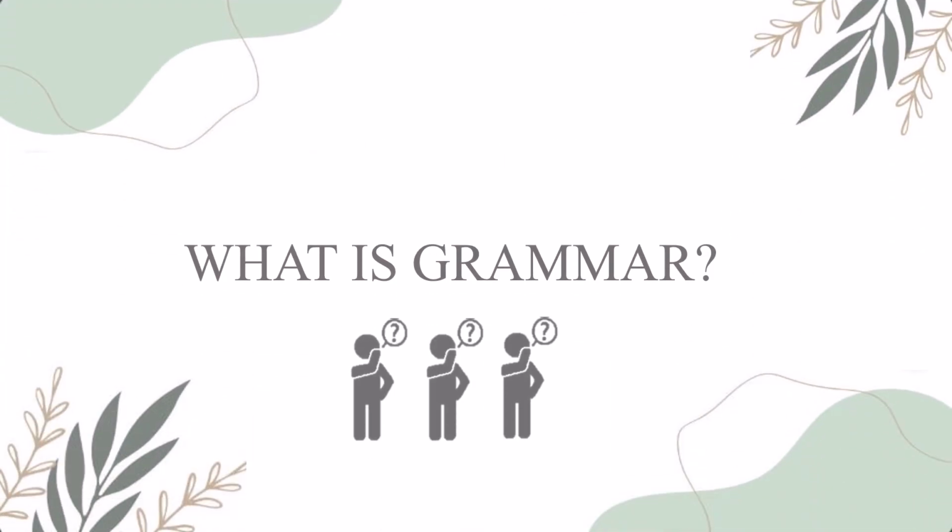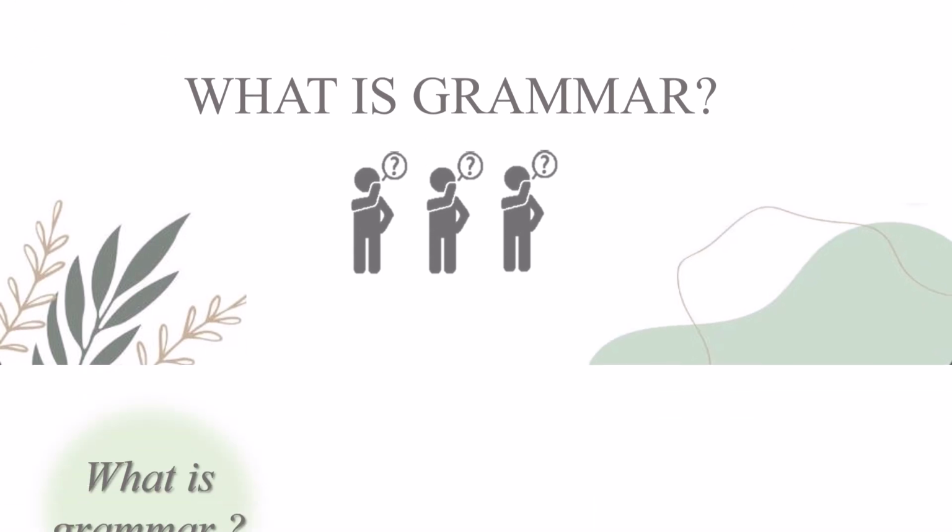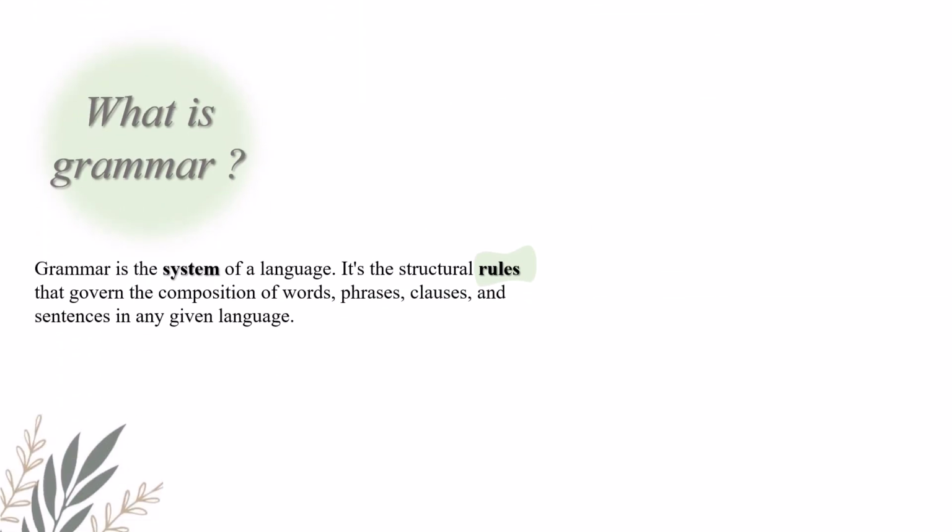Since this is our very first lesson on English grammar, it only makes sense to start at the very beginning with a simple but important question. What is grammar? Simply put, grammar is the set of rules that allow us to combine words into meaningful sentences. It's like the operating system of a language, and without that system, our words are just a bunch of noises.